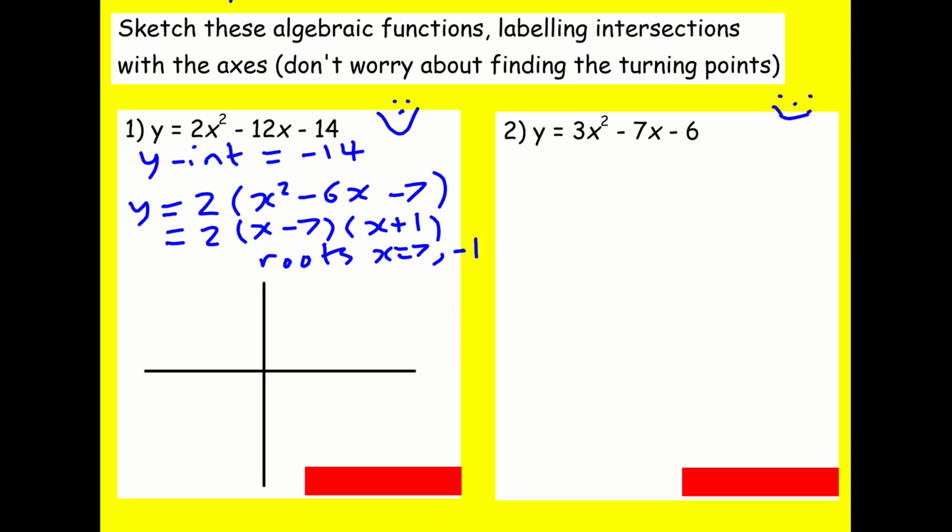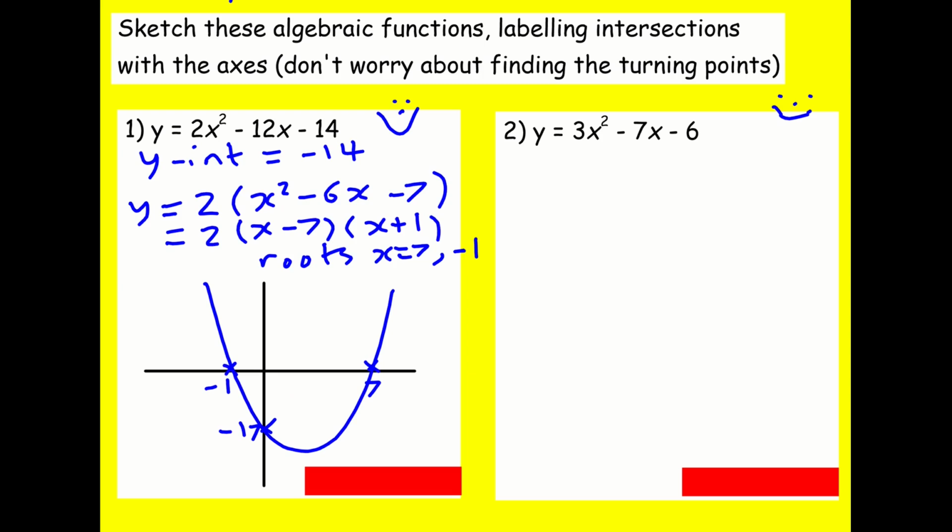I can now plot the key points and the quadratic. I'm not worried about the turning point. So I'm going to get minus 1, I'm going to get 7, and it's going to go through minus 14. So let's just have it go down like this, and then I can see it's going to keep going down and come back up. So that point there, minus 17.